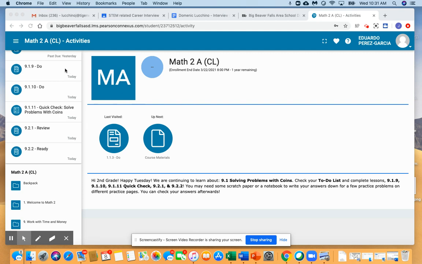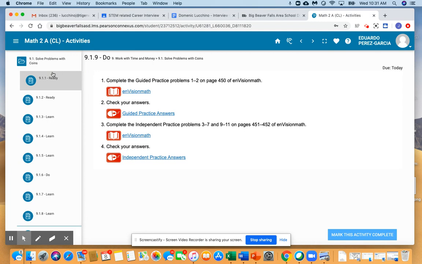Let's head over to 1.9. All right, so everything we have here, complete the guided practice problems, check your answers after you work on it, independent problems, and then independent practice answers. These are all opening and ready for use today.